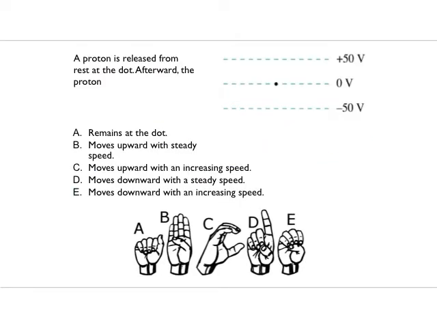A proton is released from rest at the dot. So what will it do subsequently? Read it through, think about it, remember what we learned about charges and forces and fields and potentials. I'll be back.